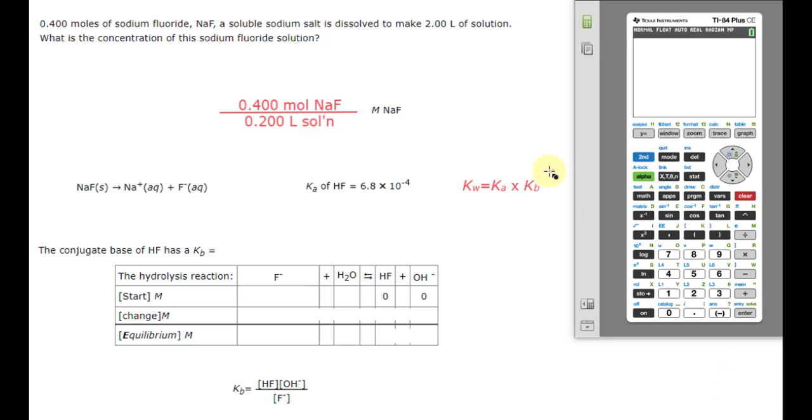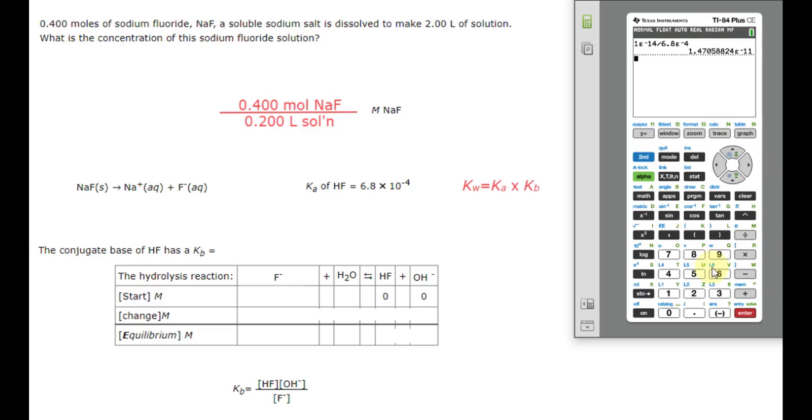Here's the calculator. Now we know that the Kw is 1 times 10 to the negative 14, and of course we'll divide that by the Ka, which is 6.8 times 10 to the negative 4. Your math should be good enough to do that quickly. When we divide that, we're going to get 10 to the negative 11. We'll see what we get. There it is. There's our answer.